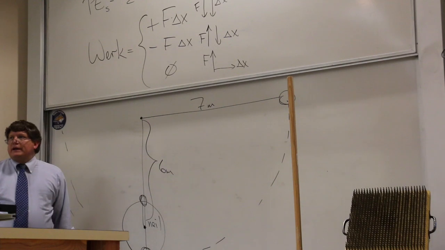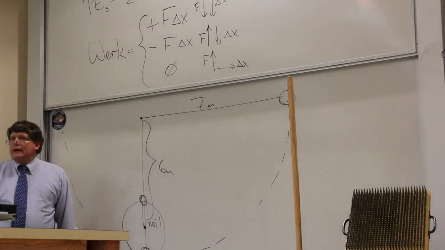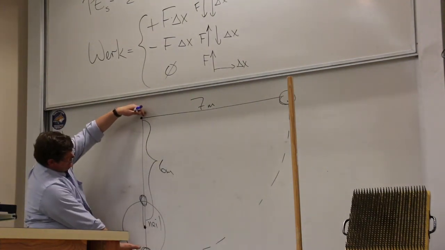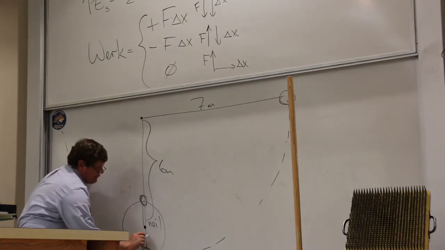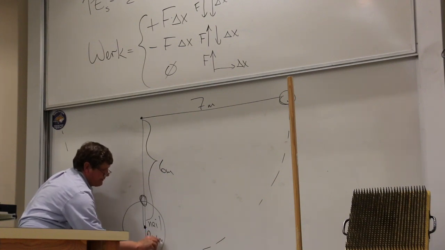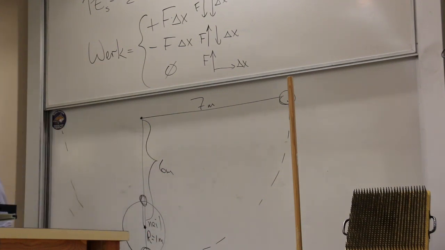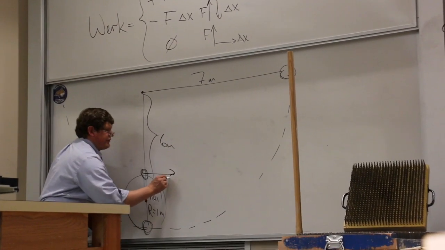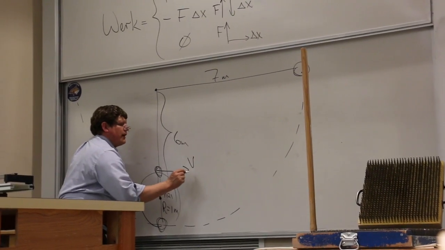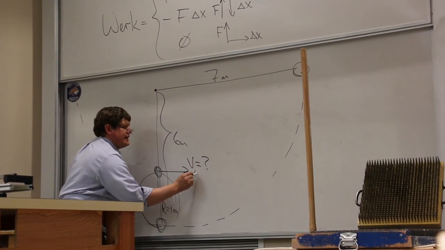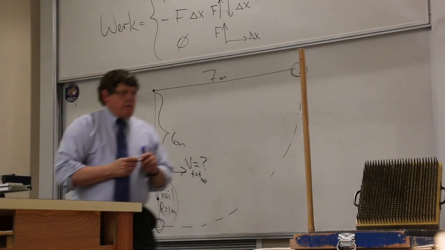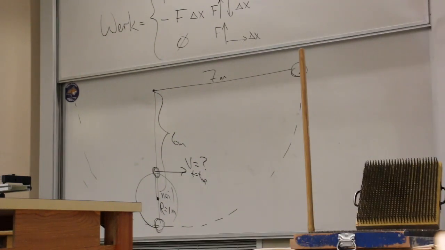That circle has a radius of how big? 1 meter. Yeah, that's 7 meters, that's 7 meters, that's 6 meters, so this would be 1 meter. A radius of 1 meter. Now, what we're looking for is how fast that ball is going at t equals t top, right here, when it gets to the top of the circle.